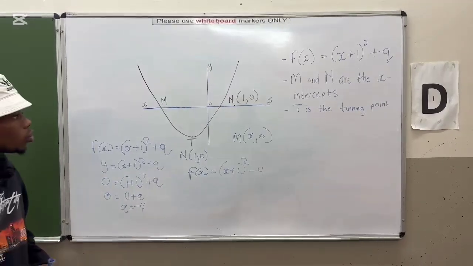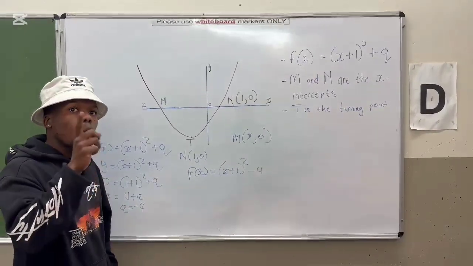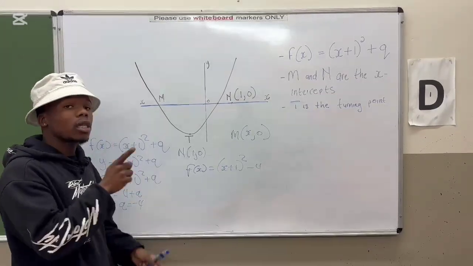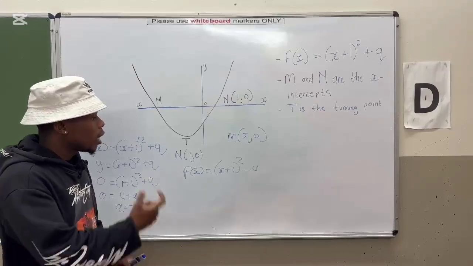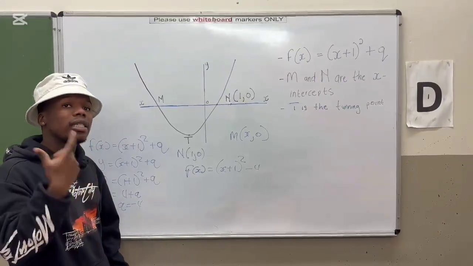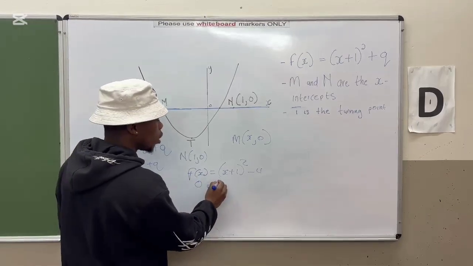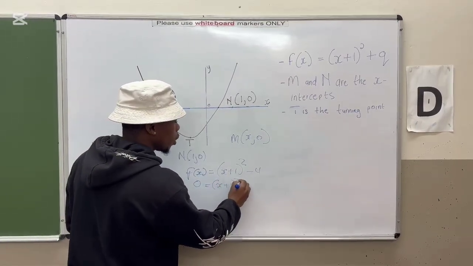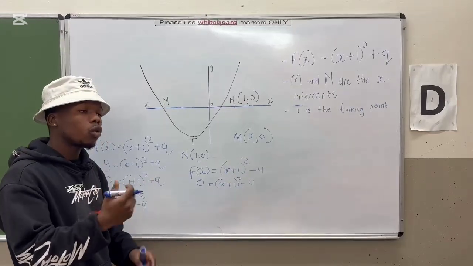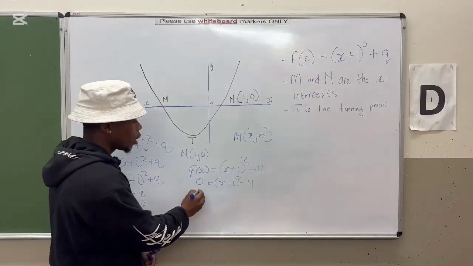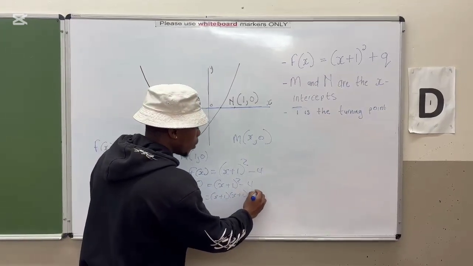Now remember, the goal is to calculate the coordinate of m. In m, what is y? y is equal to 0, because according to the statement that you are given, they said that m is the x-intercept. Now I'm going to substitute 0 where I see y. This is going to be 0 is equal to (x plus 1) squared minus 4. Remember something, this squared tells me to open two brackets, it means I have (x plus 1)(x plus 1) minus 4.